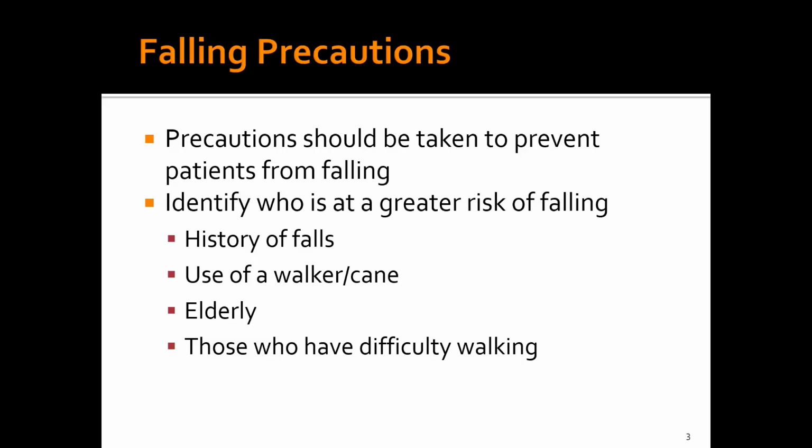So we need to identify who's at risk. If somebody has a history of falls, that's in the questionnaire where it says, have you fallen within the last 90 days? If the person checks yes to that, regardless of the reason why they fell, they're a fall risk. Even if it was some fluke thing, really bad weather, ice, they're a fall risk. If they use any type of walking assistance device, a walker, a cane, a wheelchair, anything like that, the older they are, anybody that has difficulty walking.